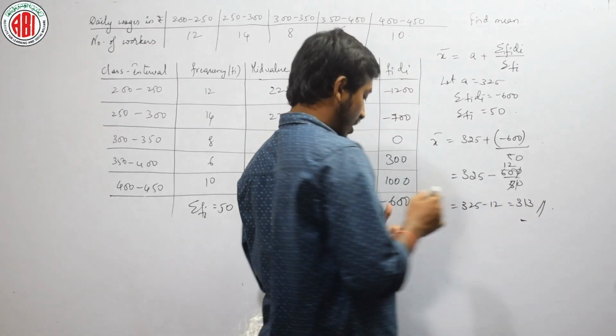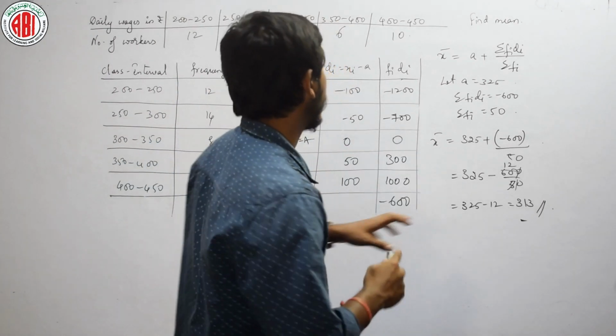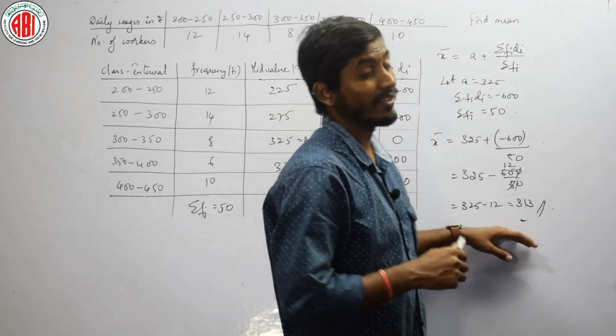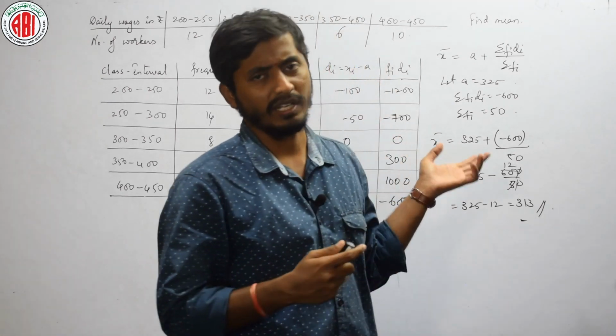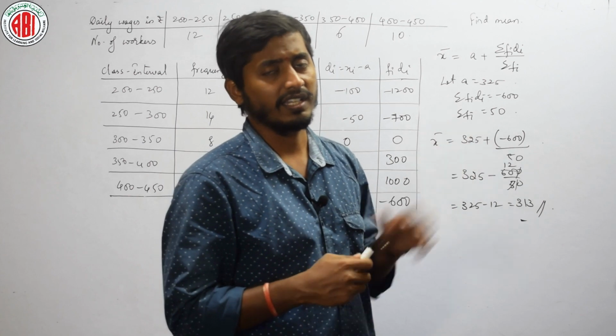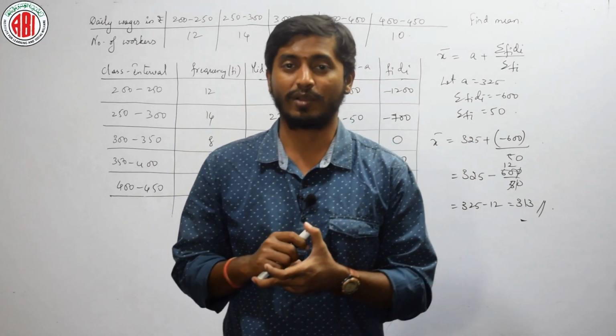313. This is my mean. Okay. Is it clear? This is the assumed mean method, right. This can also be done by the normal direct method, and you will get the same answer. Shall we look into this problem one more time?